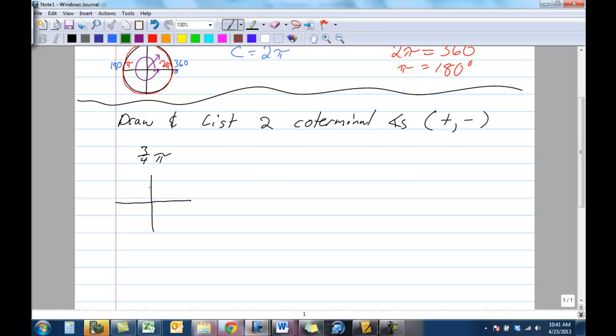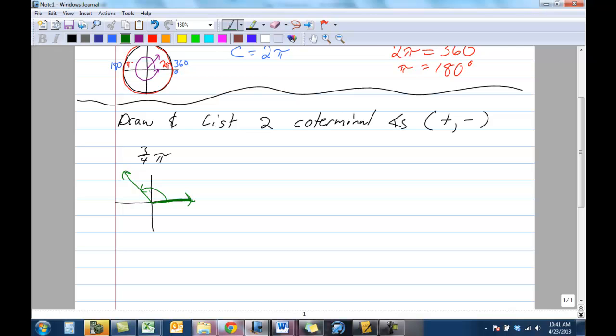Remember, this is always our standard position. We always start here. If we were to go pi, that would rotate all the way to the next one, right? So if that's 1 pi, then half pi would be up here, right? So here's 1/2 pi. 3/4 pi would be between 1/2 and 1 pi, right? So 3/4 pi is going to look like this. That is 3/4 pi.